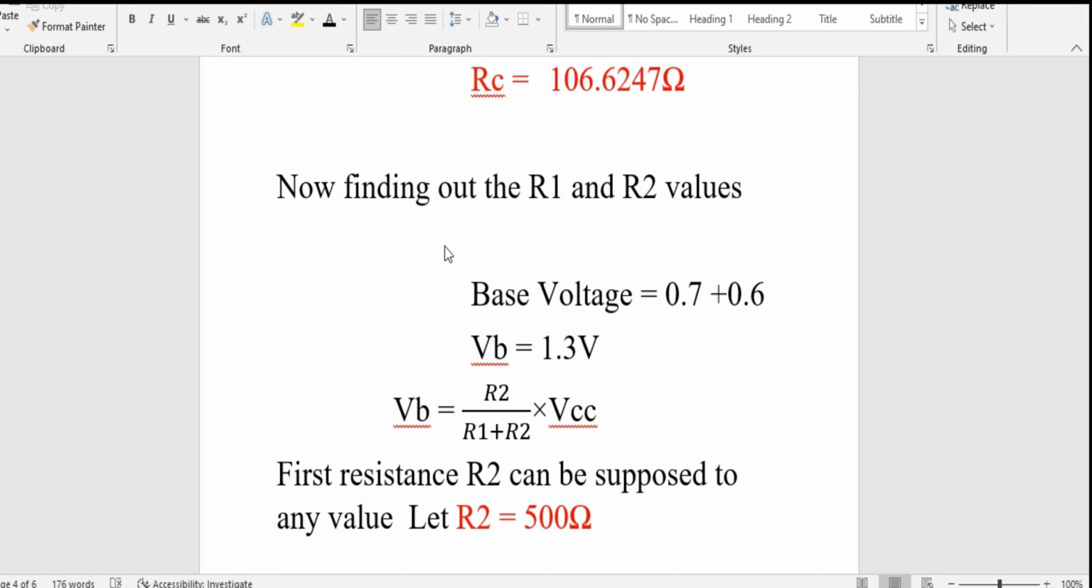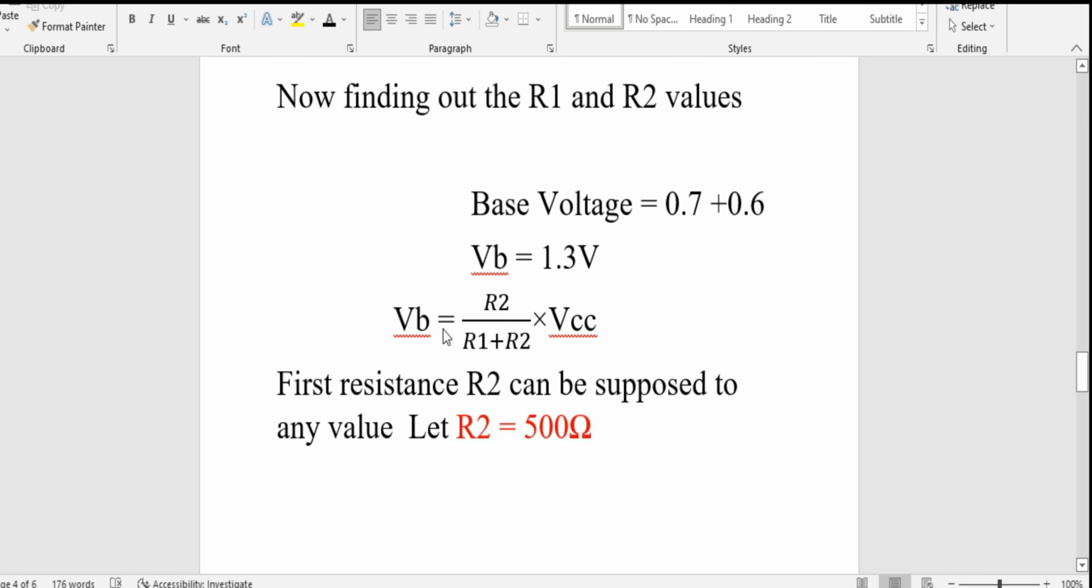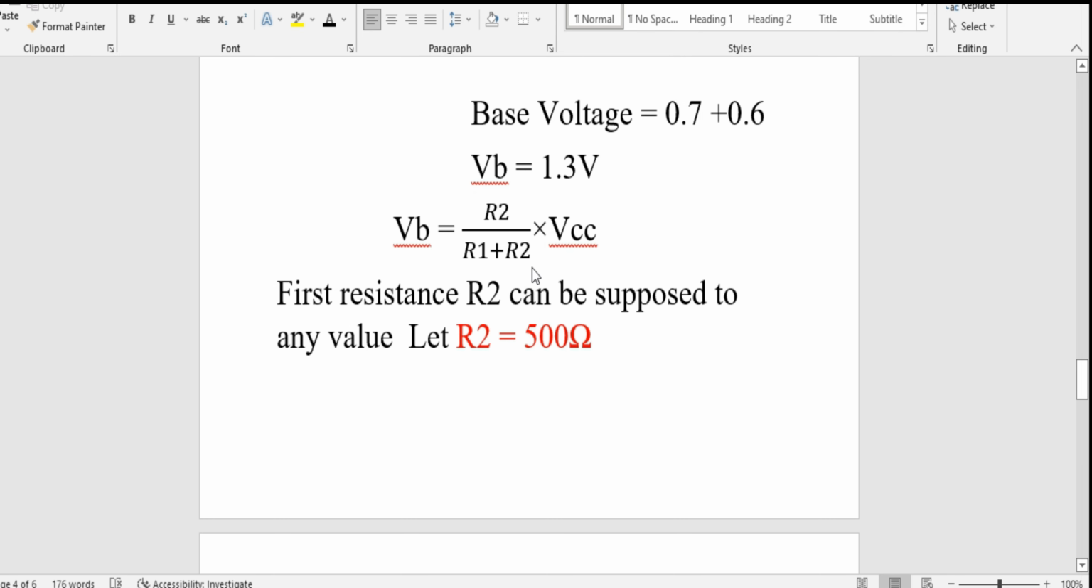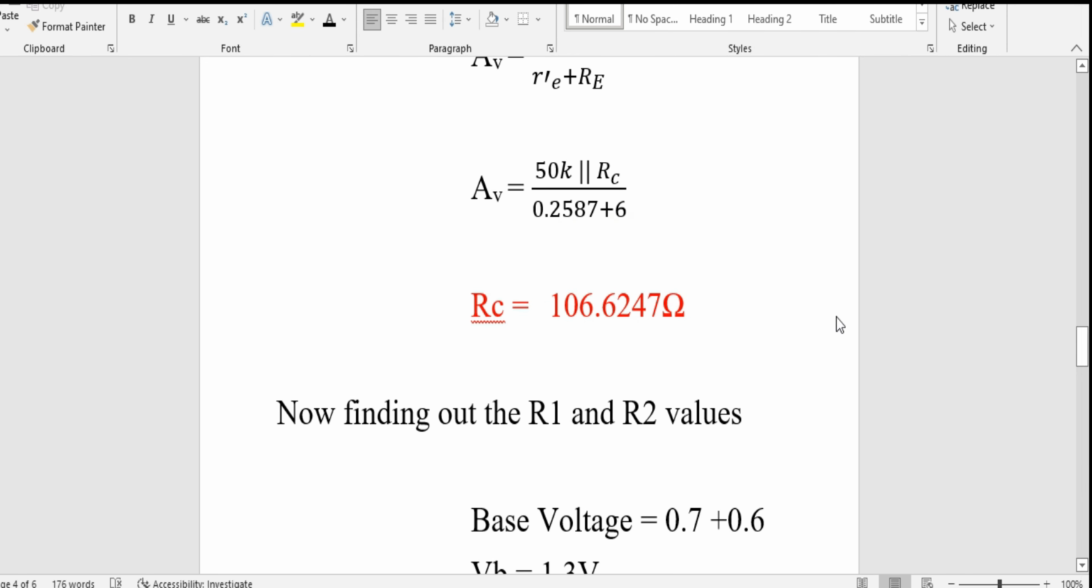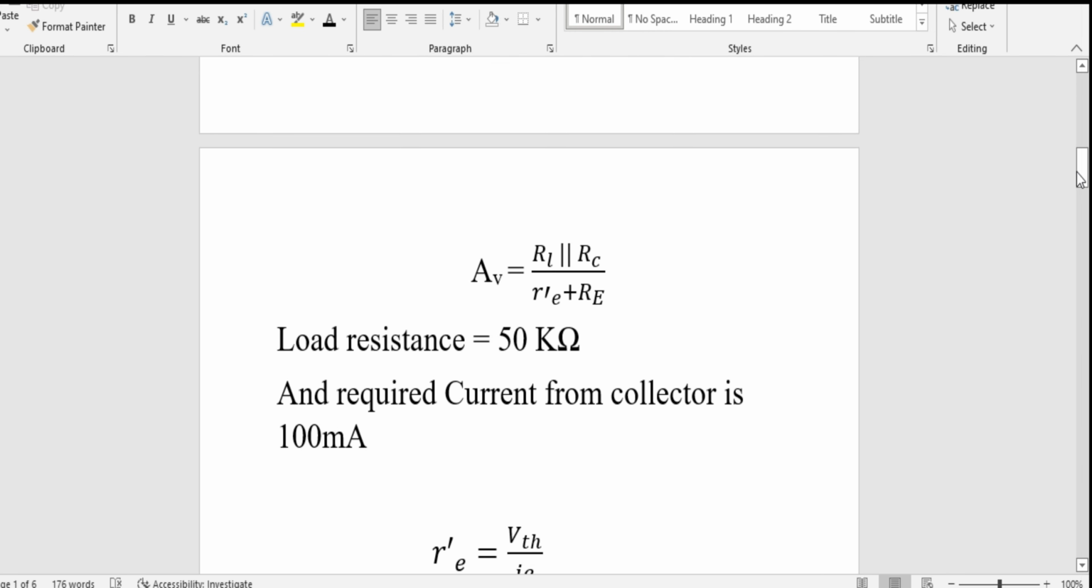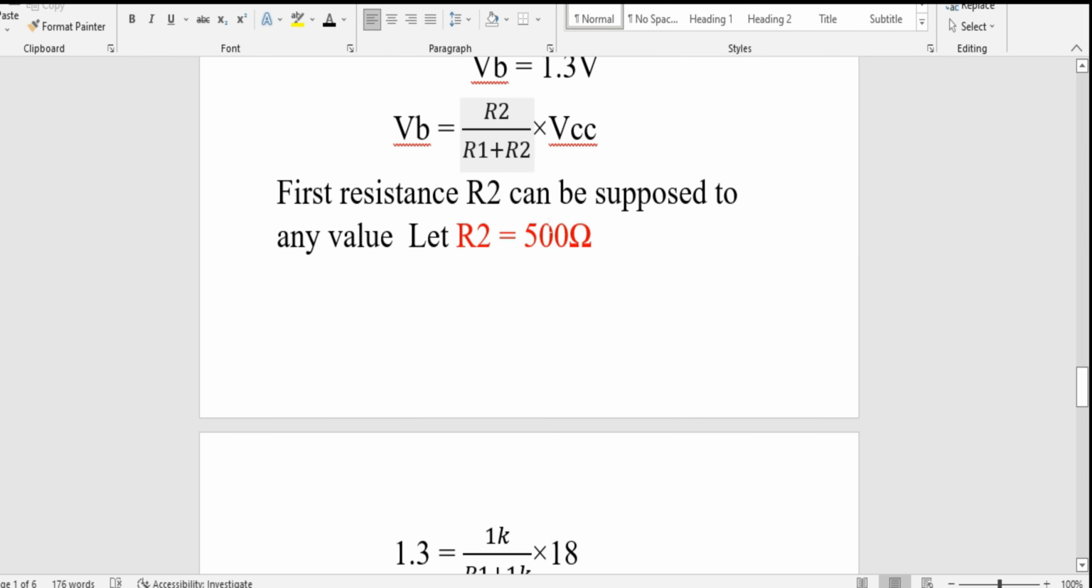So the base voltage is the 0.6 volt emitter resistance voltage and 0.7 volt, which is the forward bias junction voltage. These combine to become 1.3 volt, and now here again we will assume one resistance and find the other resistance. So I am assuming R2, which is the second resistance. If you see here, this is R2. So what will it become if I have assumed 500 ohm?